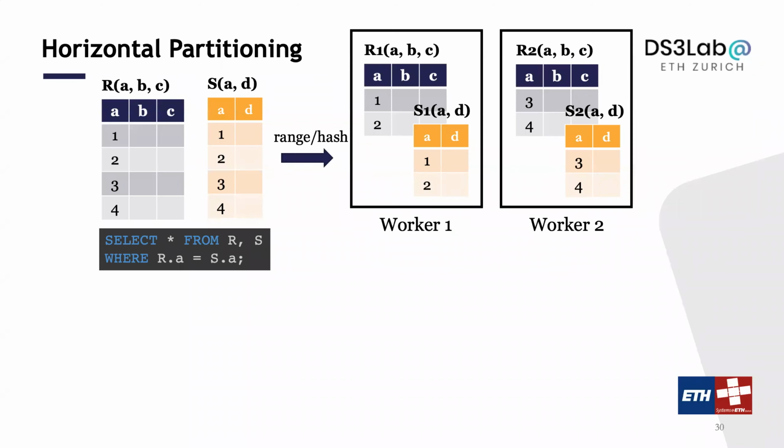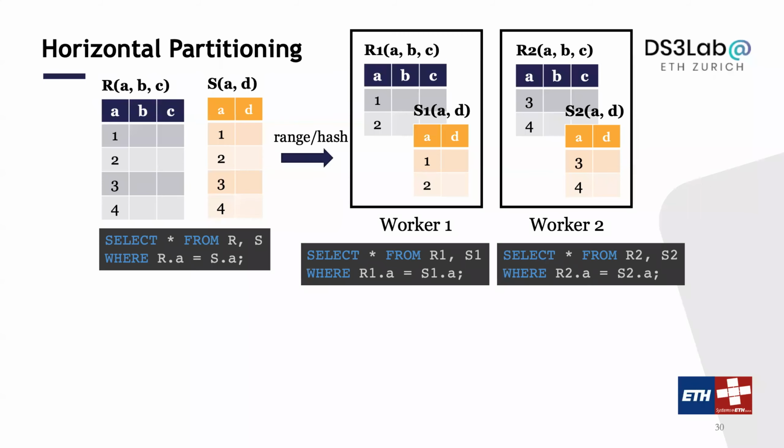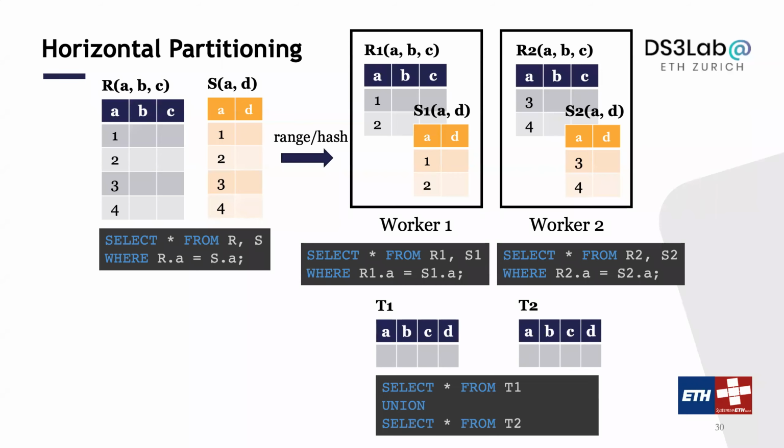In this case, if you are the coordinator, what would you do? Well, you can ask worker one to do the join between R1 and S1. You can ask worker two to do the join between R2 and S2. And then you aggregate them, you do a union. As you can see, this could be very fast because all those machines run those queries concurrently.